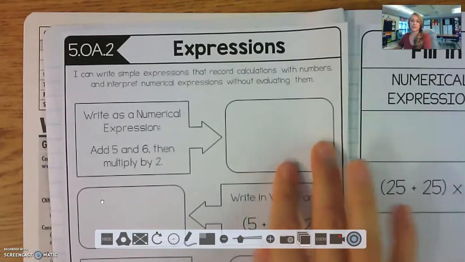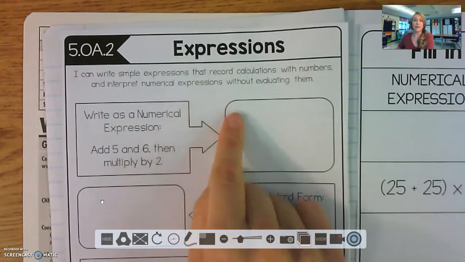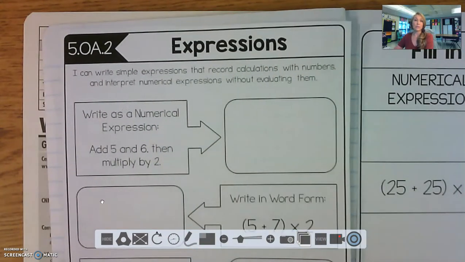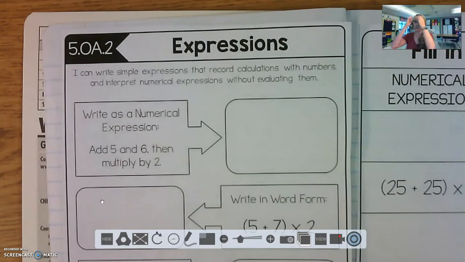I can write simple expressions that record calculations with numbers and interpret numerical expressions without evaluating them. So remember, the standard we just got through, order of operations, is all about solving problems with more than one operation. This standard, all about simple expressions, has us looking at and writing expressions in both words and numbers, but not actually solving them. So you might see some simple expressions that go beyond what a fifth grader can solve, or even could give you a negative number. But that's okay, because we're not asking you to solve these problems. We're just asking you to record them in either words or numbers.